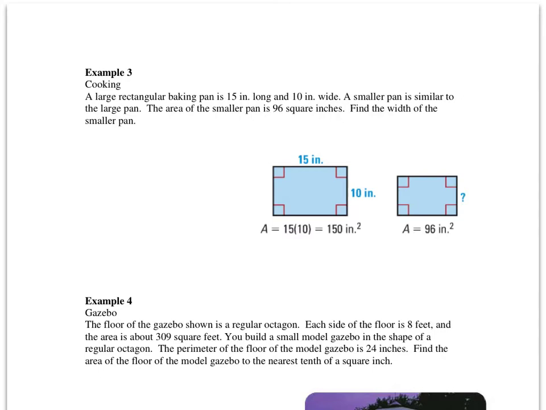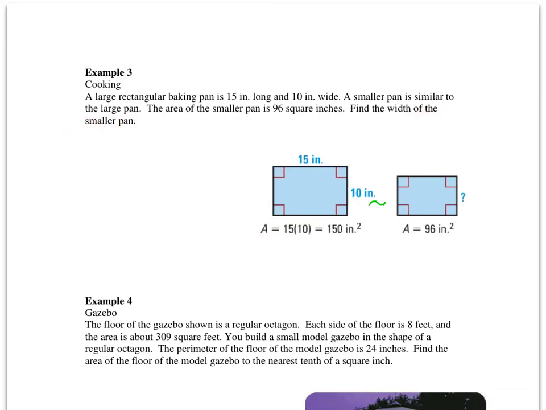All right, example 3 says cooking. A large rectangular baking pan is 15 inches long by 10 inches wide. We've got that written right here, 15 by 10. A smaller pan is similar to the large pan. Okay, so we know these two shapes are similar. The area of the smaller pan is 96 square inches. We've got that written here. Find the width of the smaller pan.